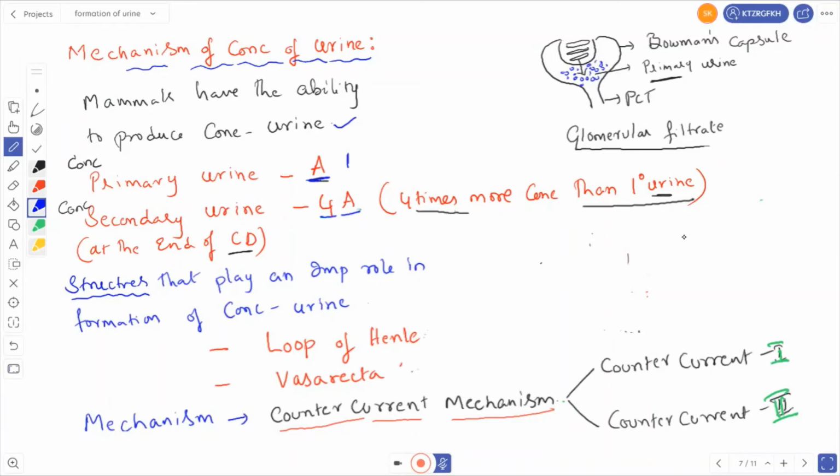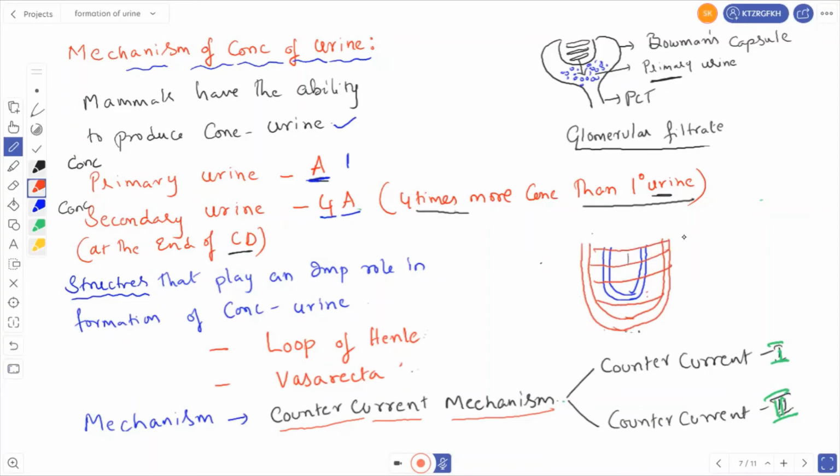Then what are the structures that play an important role in the formation of concentrated urine? It is the loop of Henle and vasa recta. You all know that one. So the loop of Henle is this one, Henle's loop. Henle's loop has 2 limbs, the descending limb and the ascending limb. And the second one is the vasa recta. What is vasa recta? Vasa recta means the network of blood capillaries present around the loop of Henle. So this is the vasa recta. It has a network like this, present around the loop of Henle.